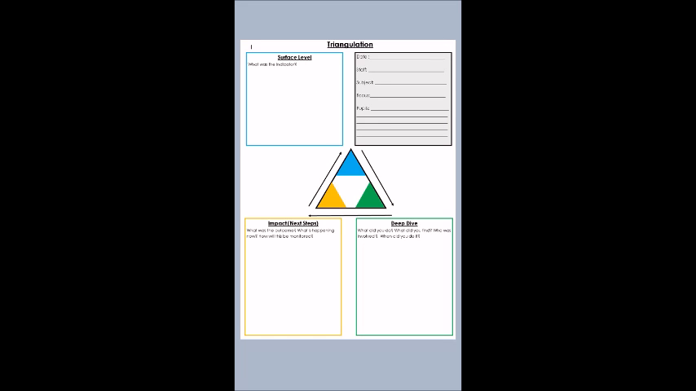To help us follow the principles of triangulation and evidence collection, this sheet has been made. Start off with the surface level indicator. What was the indicator? Then move on to your deep dive. What did you do? What did you find? Who was involved? When did you do it? Finally, think about the next steps.